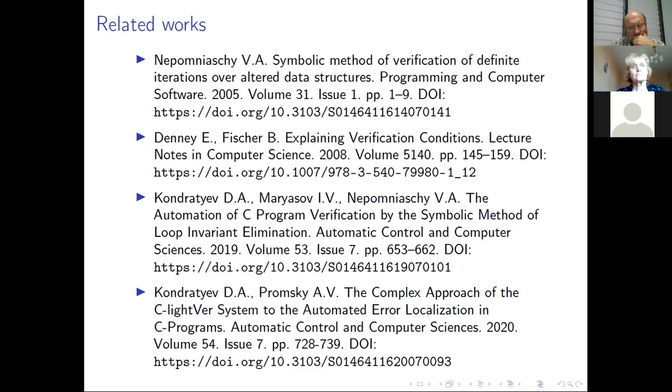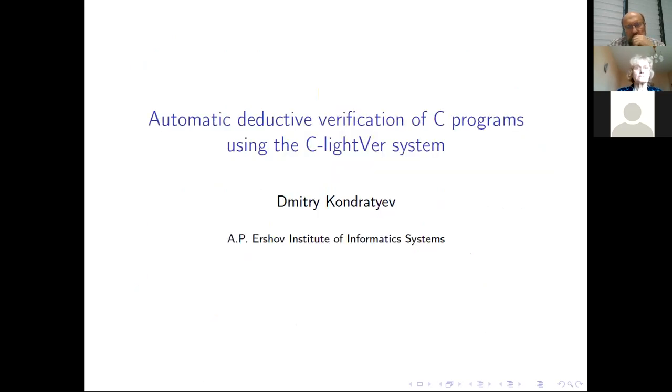The symbolic method of verification of definite iteration is described in the first reference. The definition method is described in the second reference. Implementation of the symbolic method of verification of definite iteration is described in the third reference, and implementation of the semantic labeling method is described in the fourth. Thank you for attention.